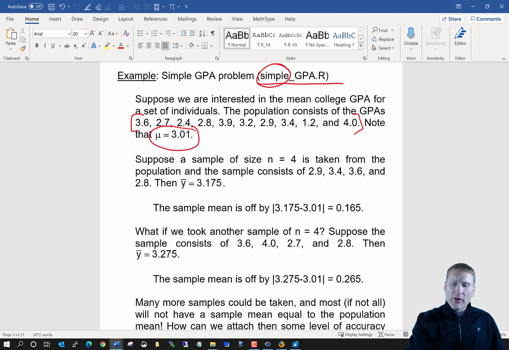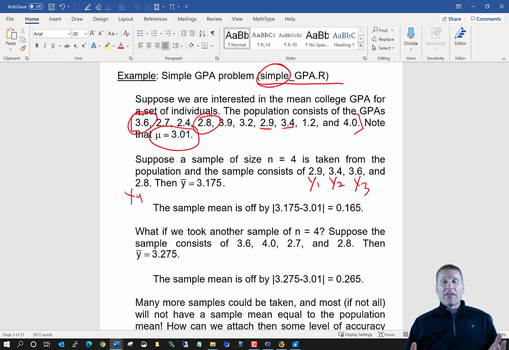So perhaps the first time that we sampled one item, we got 2.9. So it's this one right there. The second sampled value was 3.4. The third one was 3.6, and the fourth one was 2.8. And if you average those, simply you get 3.175.